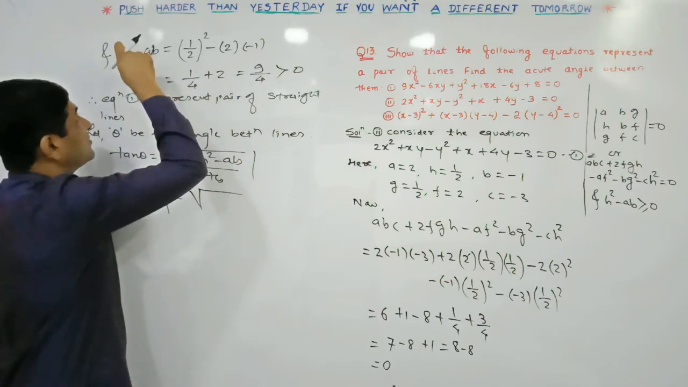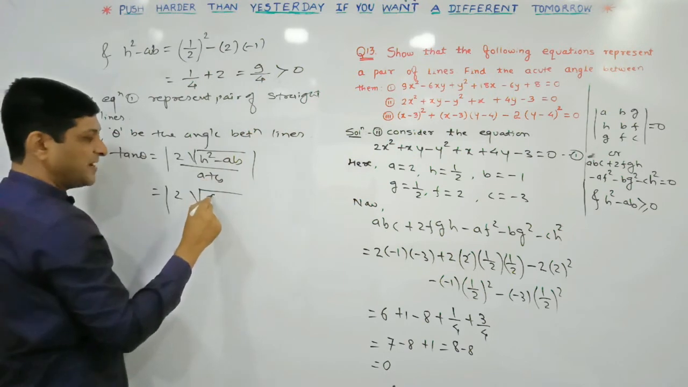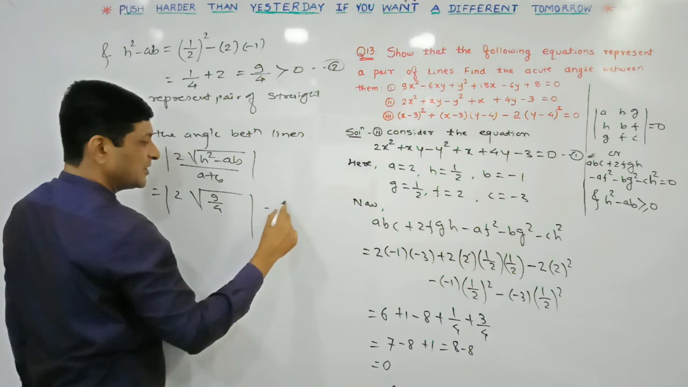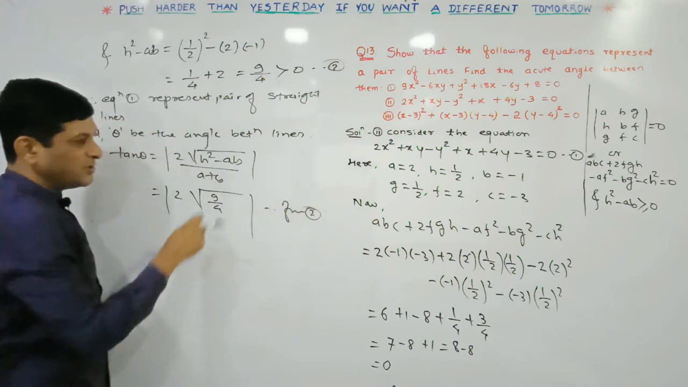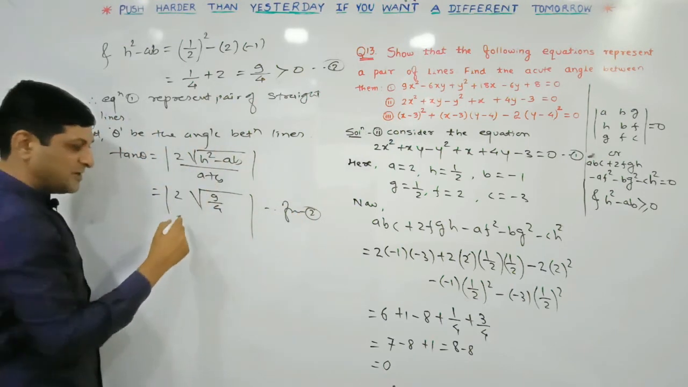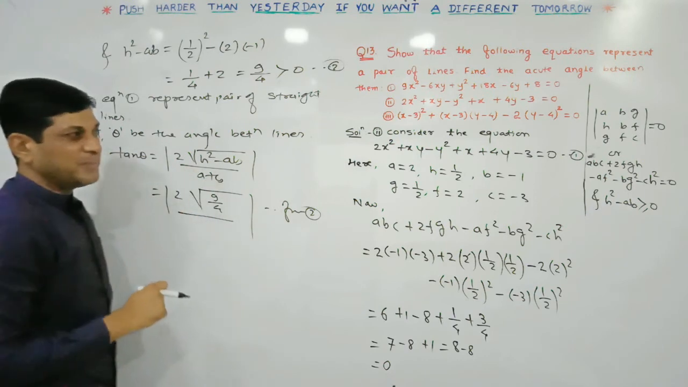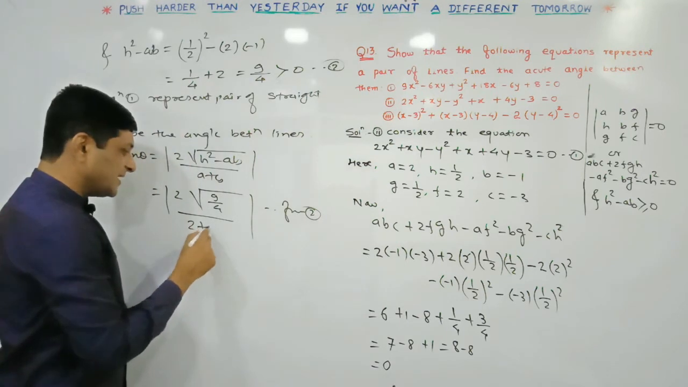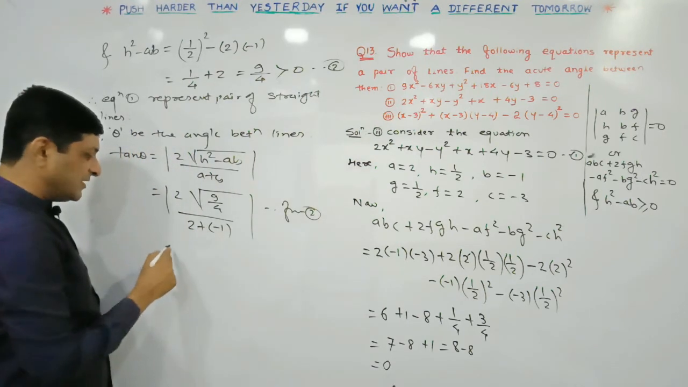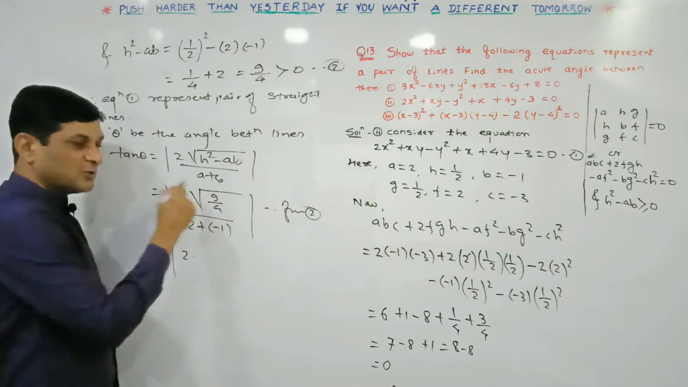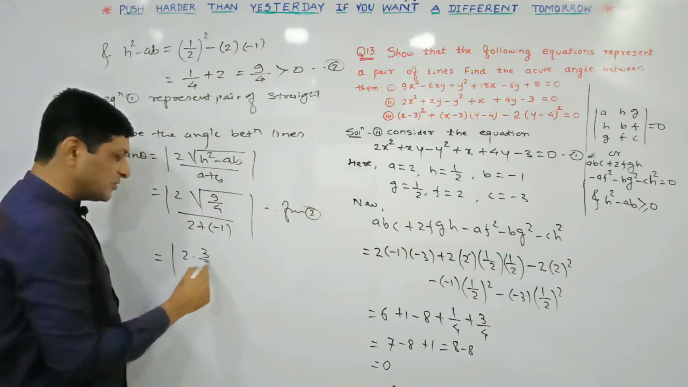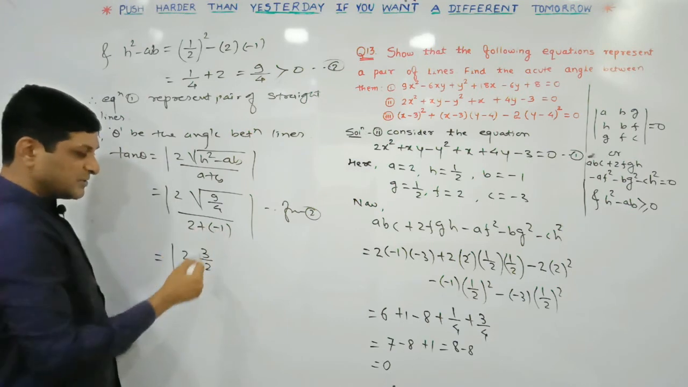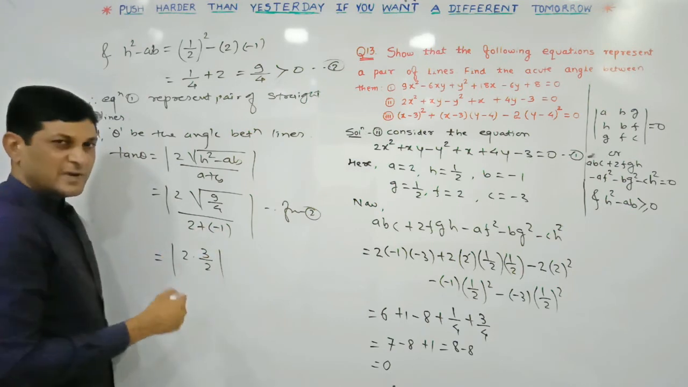What is the value of under root h square minus ab? It will be equal to 9 by 4. I am substituting this value from this equation. Let us denote it by equation number 2. So from equation number 2 we have replaced h square minus ab by its value 9 by 4. In the denominator, a plus b means what? 2 plus minus 1. So which is equal to, here 2, keep it as it is. What is the square root of 9 by 4? It will be equal to 3 by 2, and in the denominator 2 plus minus 1 will be equal to 1, not necessary to write 1 in the denominator.